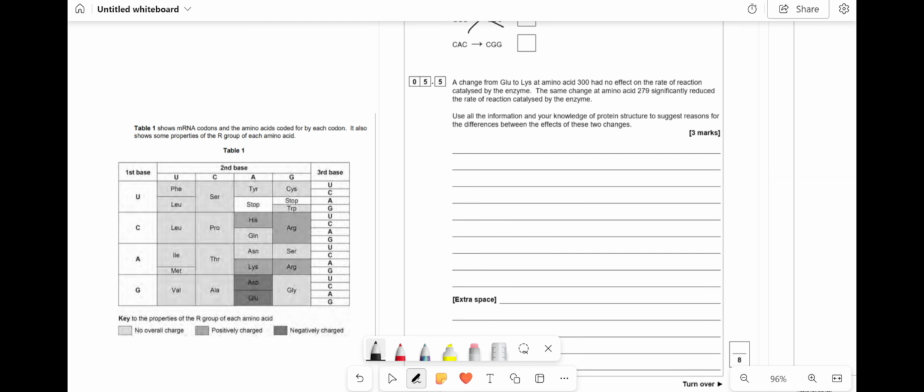So there you go. A change of glutamic acid at amino acid 300 had no effect on the rate of reaction catalyzed by the enzyme. The same change at 279 significantly reduced the rate of reaction catalyzed by the enzyme. Use all this information and your knowledge of protein structure to suggest reasons for the difference between these two changes. Huge amounts of people fumbled this. Everyone was talking about things like amino acid sequence and frameshift mutations and so on.